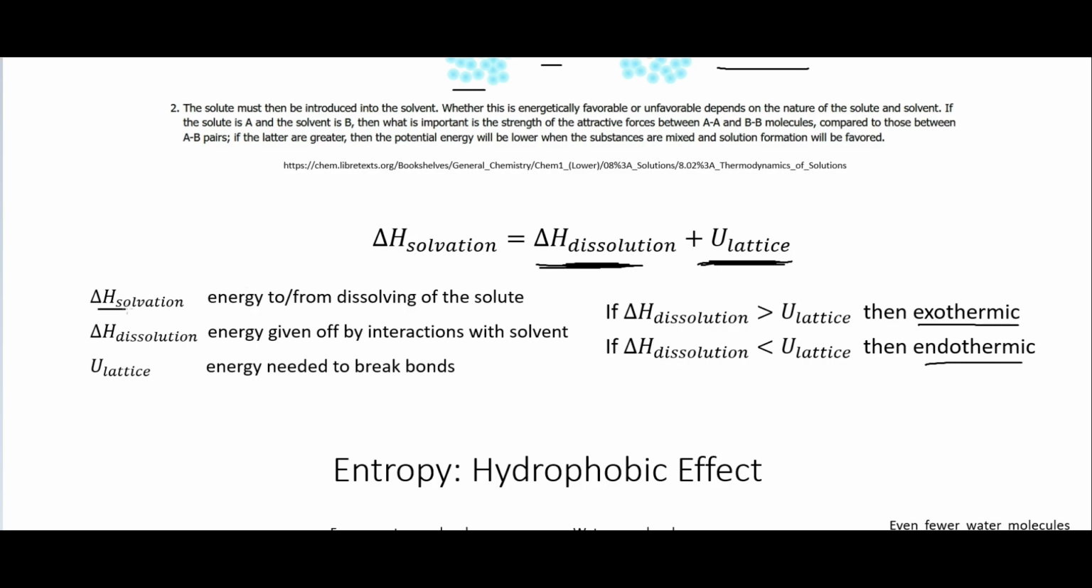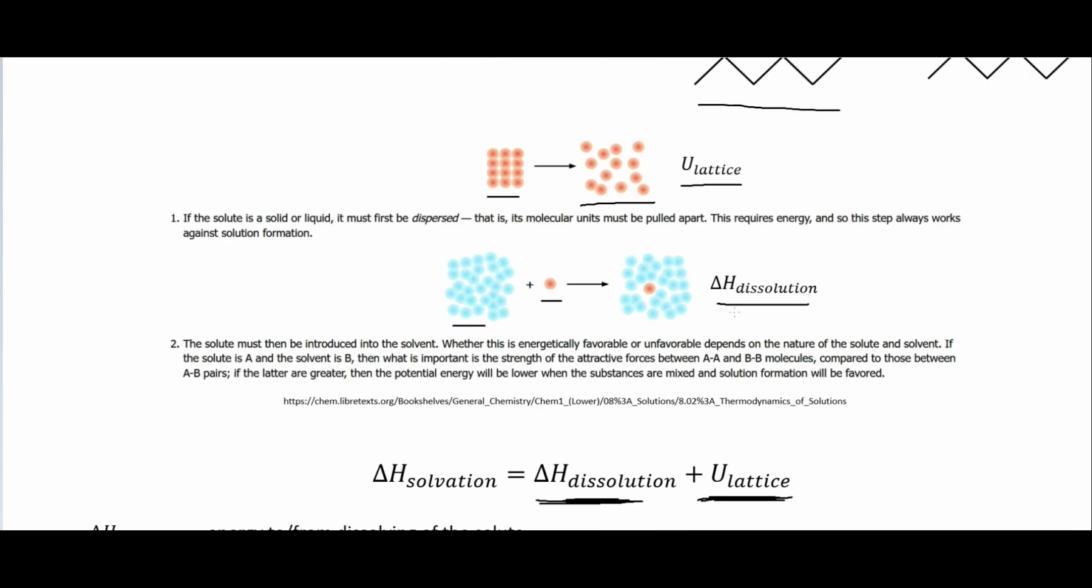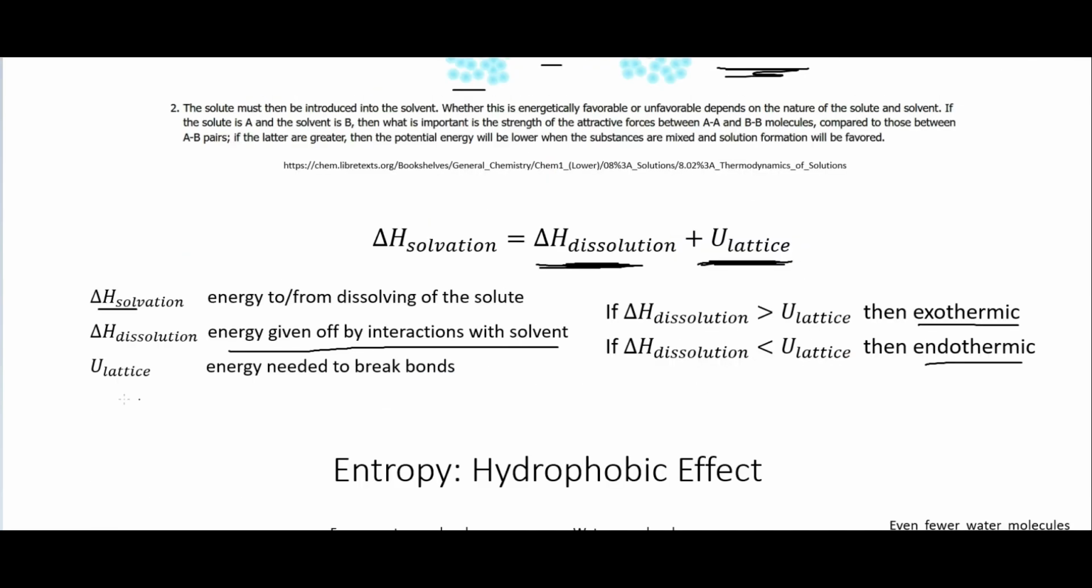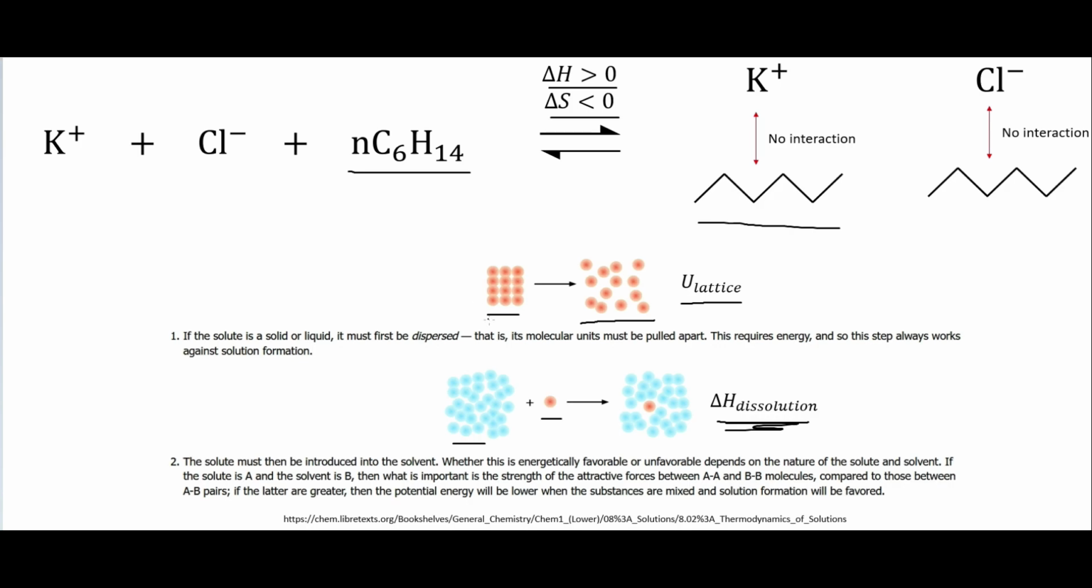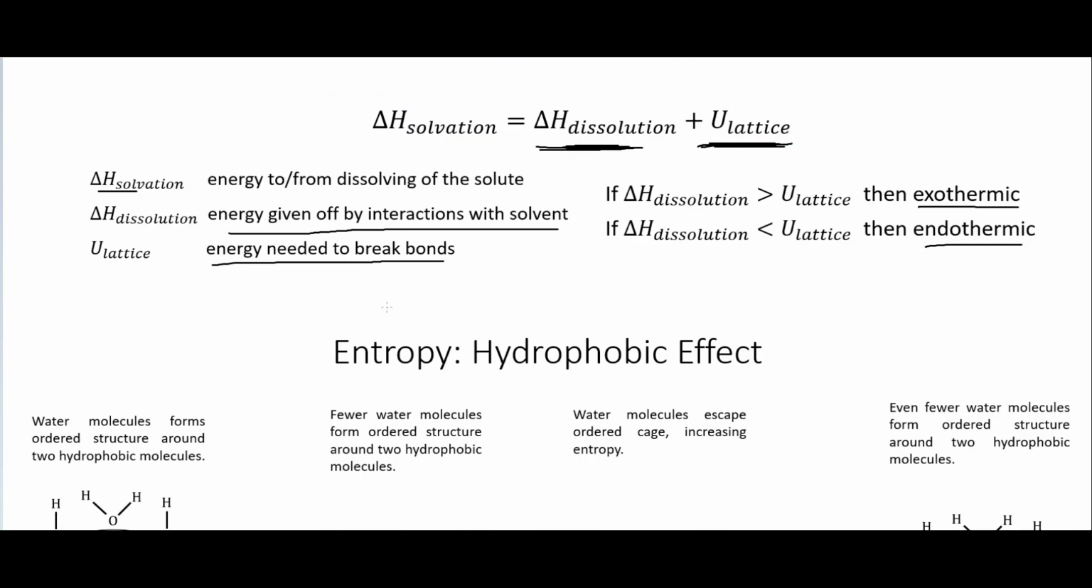So again, the heat of solvation is the energy to and from dissolving the solute. The heat of dissolution is the energy given off by interactions with the solvent. So that's this one right here. Then the lattice energy is the energy needed to break the bonds in this crystal lattice right here. And so those are the enthalpic considerations we have to take when we are thinking about dissolving something.